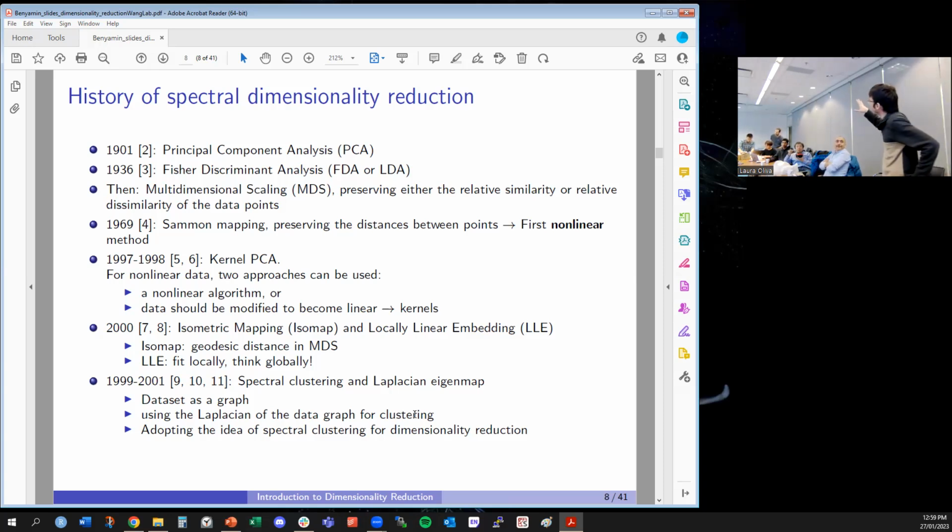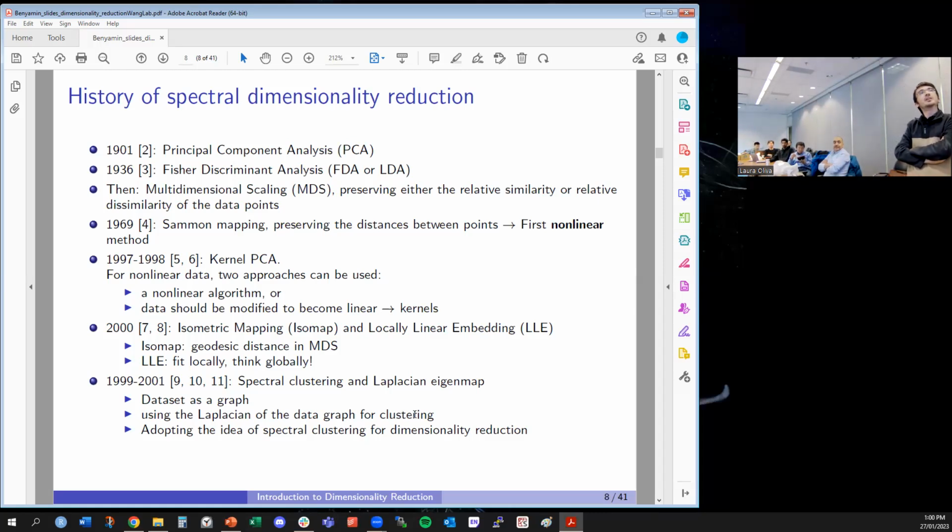If you have nonlinear data, how do you handle nonlinear data? You have two approaches. Either you design a nonlinear algorithm to handle that nonlinear data, or you transform your data in a way that it hopefully becomes linear. Then you apply your linear algorithm. The second approach that I talked about is the kernel method, because kernel applies some transformation to data, and you can apply a linear method such as PCA on it.